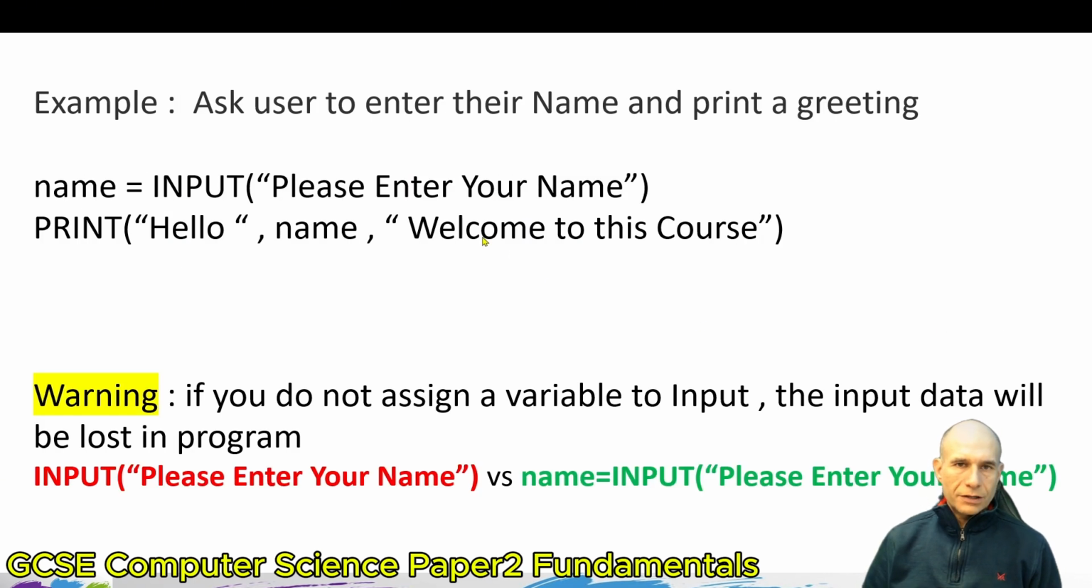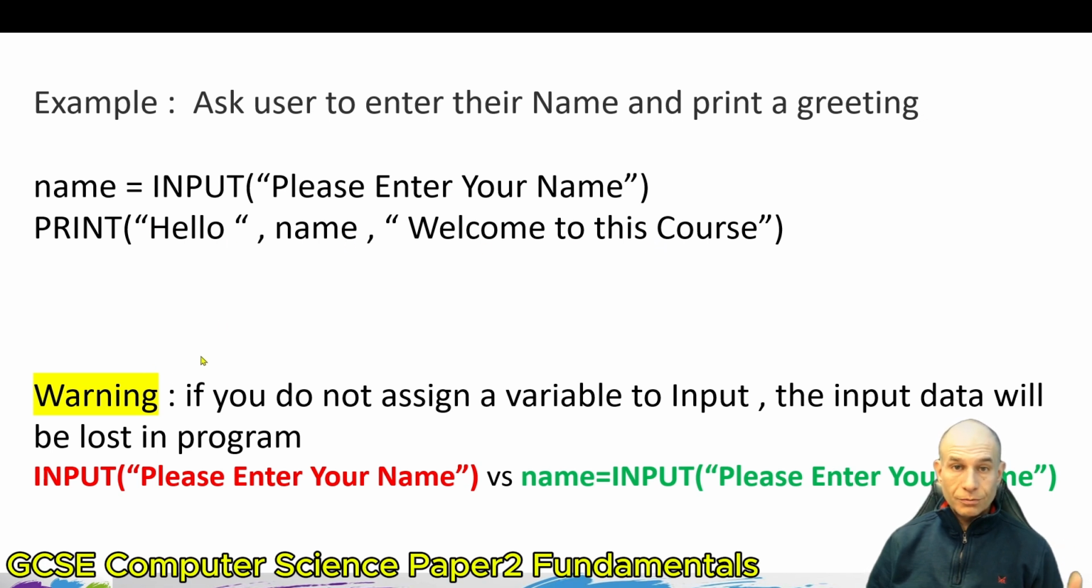So let's go for example. We want to ask the user to enter their name and print a greeting. We use this command, input, "Please enter your name", and we put the equal sign, we store it inside the variable called name, and we print this, "Hello," comma, name. Name is what? Name is this variable, whatever it is. "Welcome to this course." So it will print this.